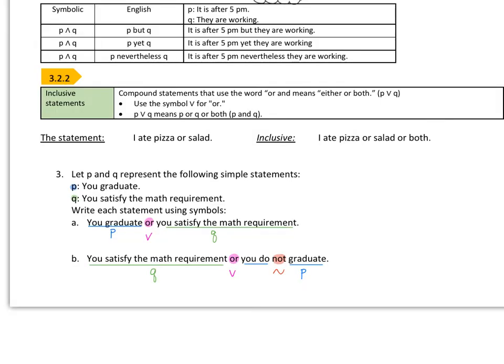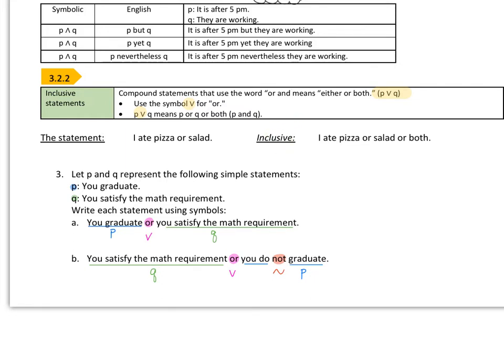The next type of compound statement uses the word or. It's an inclusive statement this time, and it means either or both. We say P or Q, and our symbol looks like that V. P or Q means P or Q or both P and Q. You'll get some examples here. Let's look at the statement, I ate pizza or salad. We could say I ate pizza or salad or both. That's the inclusive way to go through it.